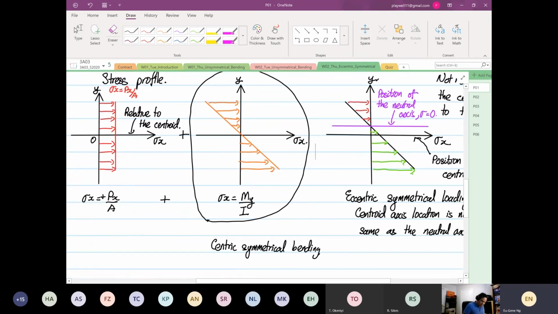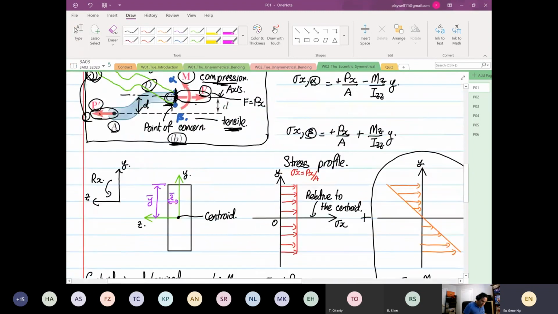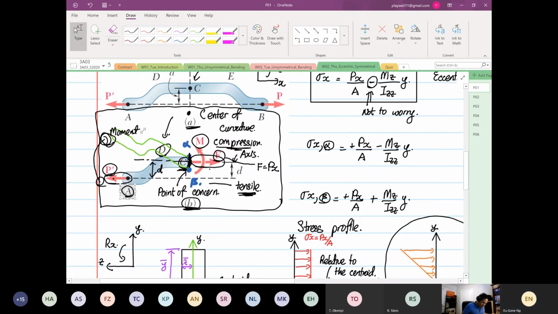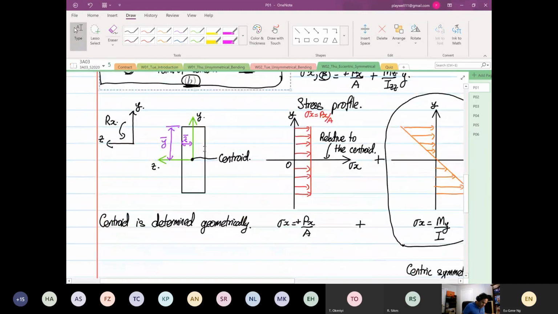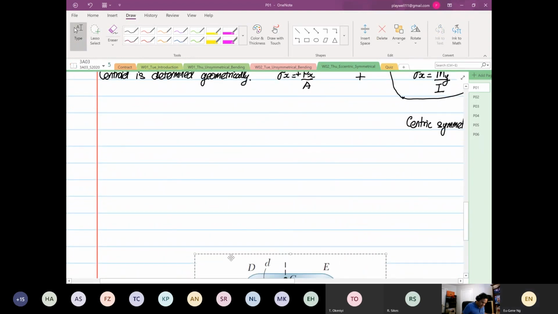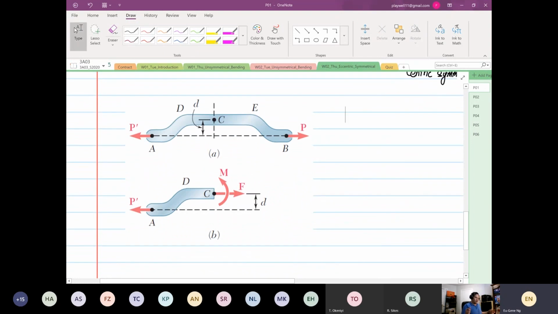Right. So what I'll do now, let's copy this diagram again. Okay, I want to copy this diagram. Then we're going to paste. Now, I want you all to visualize, okay? What if now?